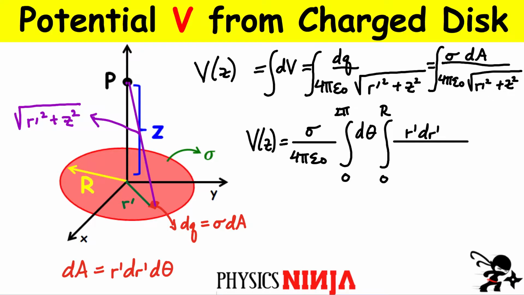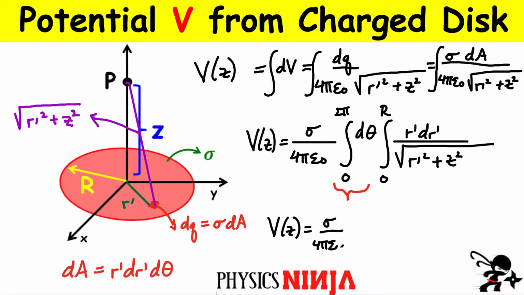And again, at the end, we're still left with this term in the denominator, the square root term, which is r prime squared plus z squared. So this looks like a nasty expression. The first term, however, is pretty straightforward since there's no other dependence on the angle theta. The integral from 0 to 2 pi of d theta simply gives me 2 pi. So let's go ahead and simplify this even more. So we get our charge distribution sigma, we get the 4 pi epsilon 0.